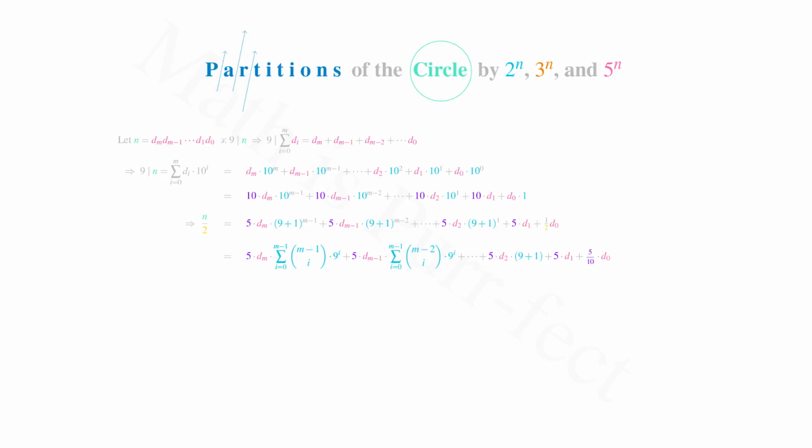sub m minus 1 times a sum as index counts from 0 to m minus 2 of (m minus 2 choose index) times 9 to the index, plus ... plus 5 times d sub 2 times a quantity (9 plus 1), plus 5 times d1 plus 5 over 10 times d naught. I'm going to simultaneously factor the 5 from each term and take off the 0 indexed first term in each summation, grouping them at the end.